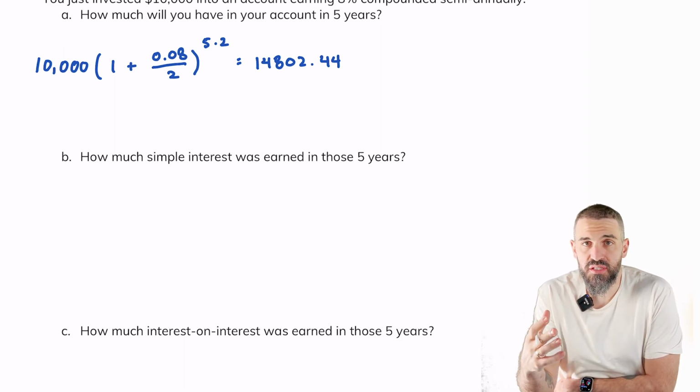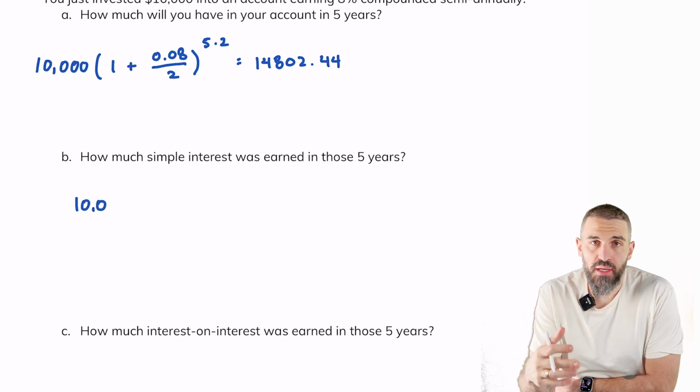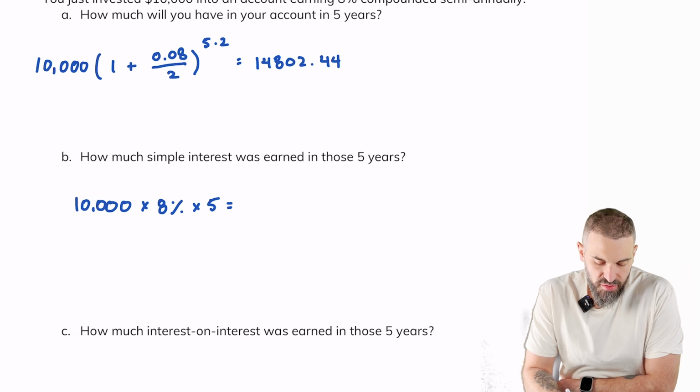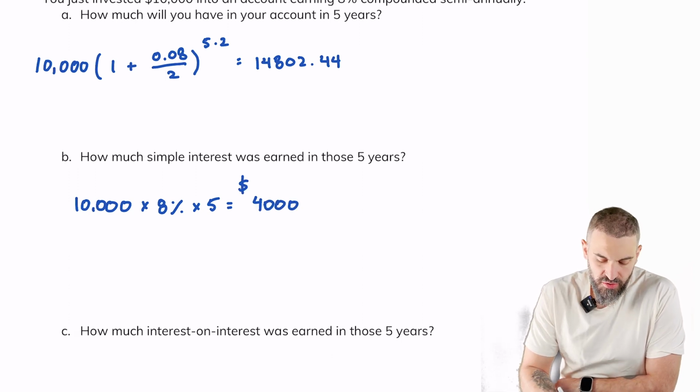The second question is asking how much simple interest was earned in those 5 years. So we know simple interest is interest only on the principal amount, no interest on interest. So for this, you would just take your $10,000, which is the principal, multiply it by the 8%, multiply that by 5 years. So you would earn $4,000 of simple interest in 5 years.